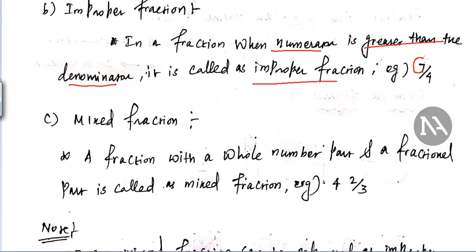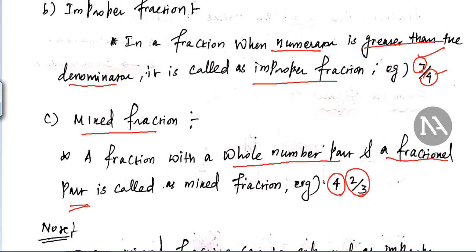Here 7 is the numerator and 4 is the denominator. So the numerator is greater than the denominator, so it is an improper fraction. Next, mixed fraction. A mixed fraction has a whole number part and a fractional part. Both combined are called a mixed fraction. So this is 4, the whole number part, and this is the fractional part, right? So this is called a mixed fraction.